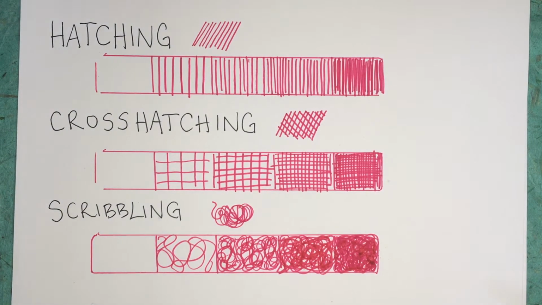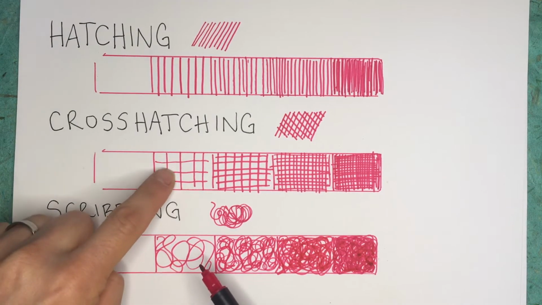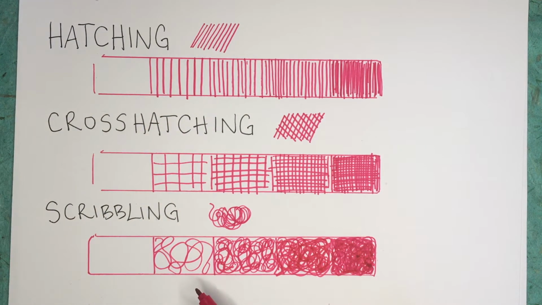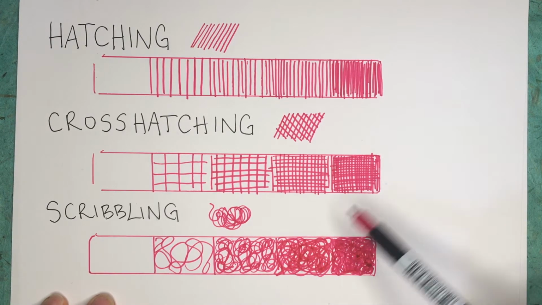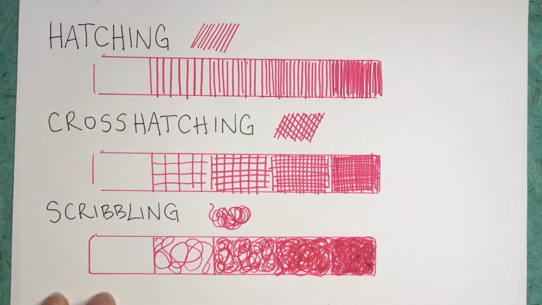The distance between your lines, whether it's your hatch marks or your scribbles, determines how light or dark that area of a drawing looks. Lines that are far apart will make an area appear lighter, while lines that are really close together and overlapped a lot will make an area look darker.